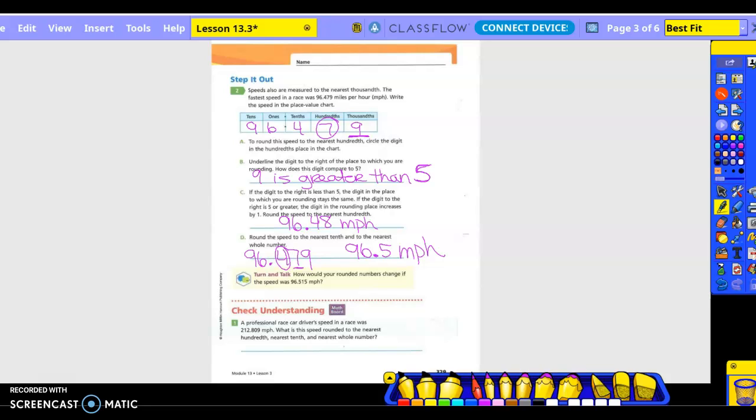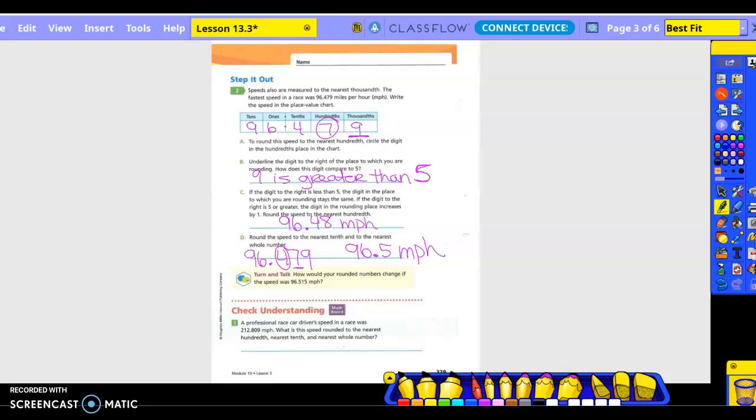Check understanding number 1. A professional race car driver's speed in a race was 212 and 809 thousandths miles per hour. What is the speed rounded to the nearest hundredth, tenth, and to the nearest whole number? Now, sometimes we could have something like 0.999, and in that case, you just keep bumping it up each time, right? And eventually that will trickle into your whole numbers. I don't know that they're going to show you that, but if you ever come across a whole bunch of 9s, it just keeps bumping the number up to the left, okay?